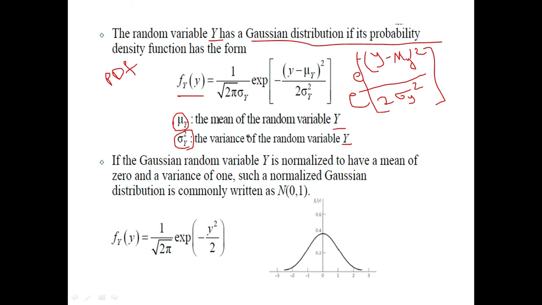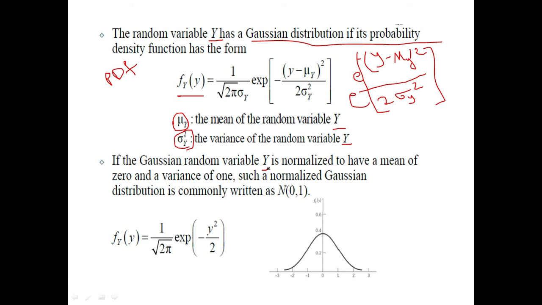Then if the Gaussian random variable y is normalized to have the mean of 0 and variance of 1, such a normalized Gaussian distribution has a probability density function and a cumulative distribution function. These are the two distribution functions, and both are inversely related. Means here the PDF is the derivative of the CDF and the CDF is the integration of the PDF. That part we have seen here.